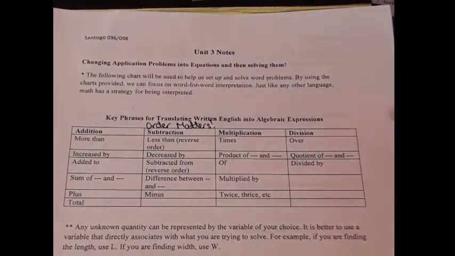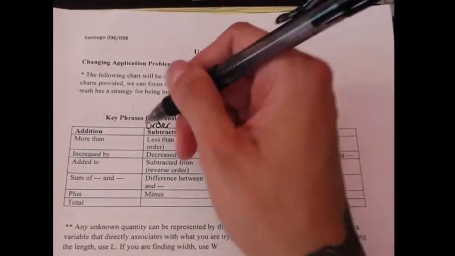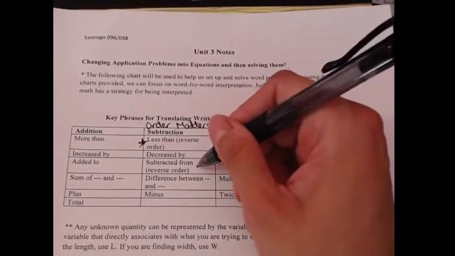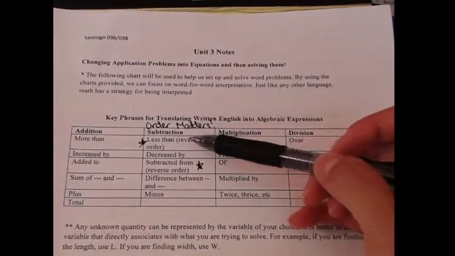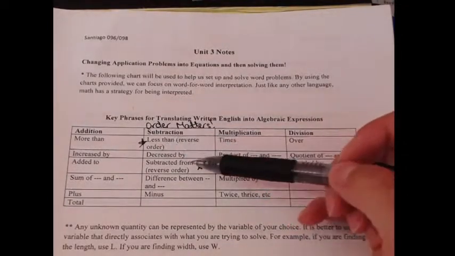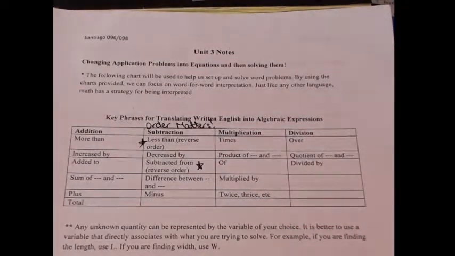The other thing that we need to be careful of is these two phrases, less than and subtracted from. Notice that in parentheses it says reverse the order. I'll show you exactly what that means with an example statement to illustrate what it looks like if you were to reverse the order. So hold on to that for right now. We'll see that in a minute.